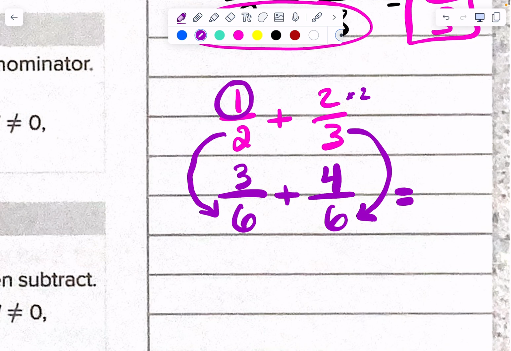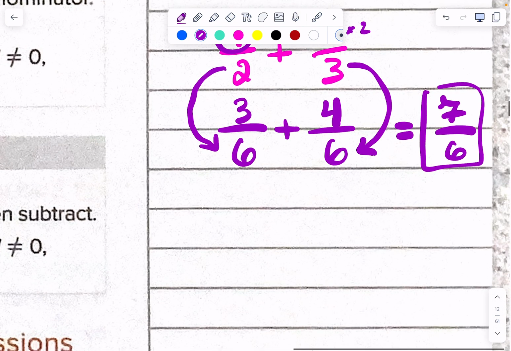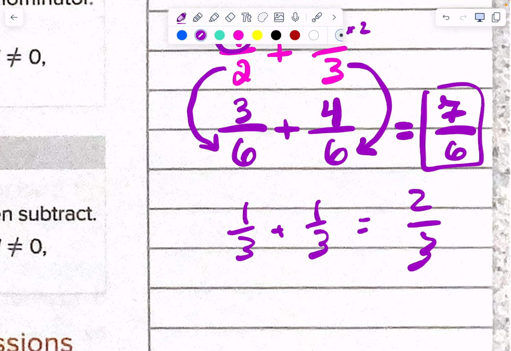So if I add them together, it is 7 over 6. You don't add the bottom numbers together, right? Like 1/3 plus 1/3 is 2/3, not 2/6. You don't add the bottom numbers together.